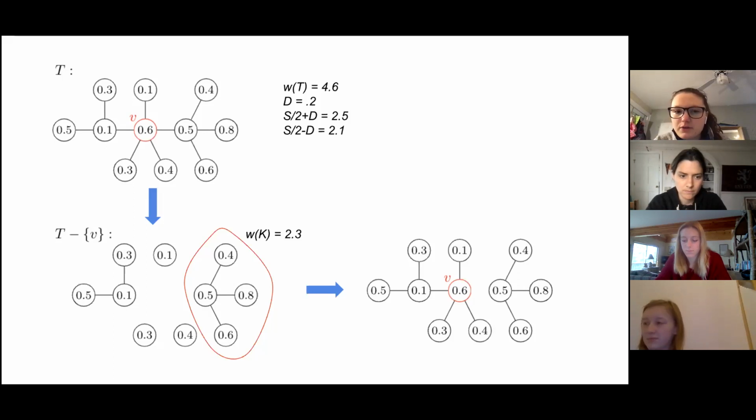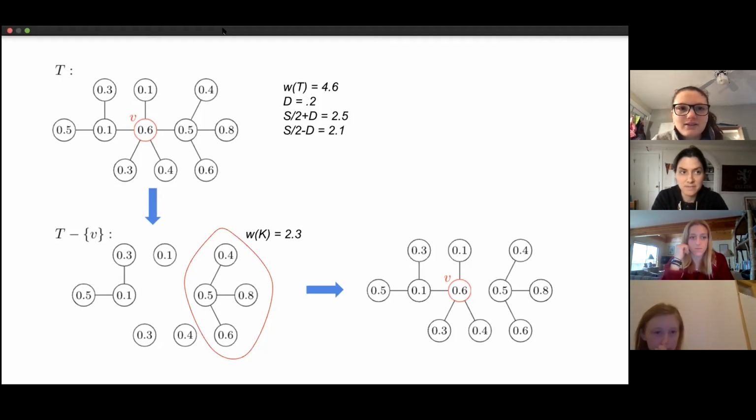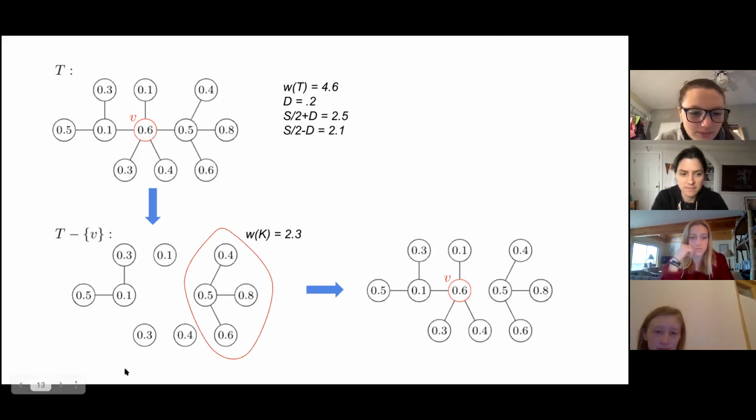We see here that the component that's circled in red has total weight 2.3, which is exactly in the specified range. And it's actually exactly half. And so we can say that the balance edge of this tree was the edge that connected this component K to the vertex V that we removed. And so once we remove that, we have 2 subtrees that have approximately equal population, and we're done. And that's basically how you find a balance edge quickly.